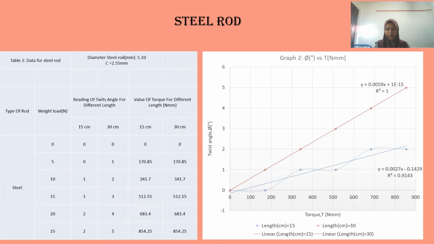We get the value of the slope equal to 0.0059 for the length 30 centimeter, and for the 50 centimeter it is equal to 0.0027.